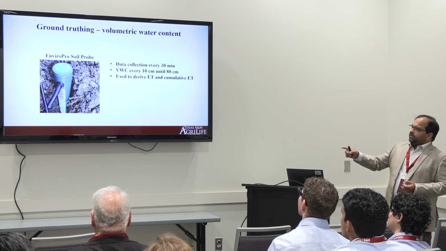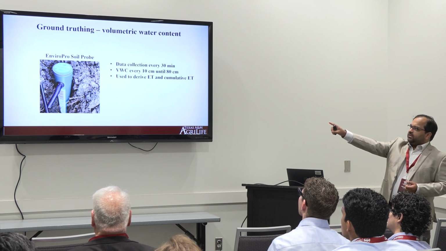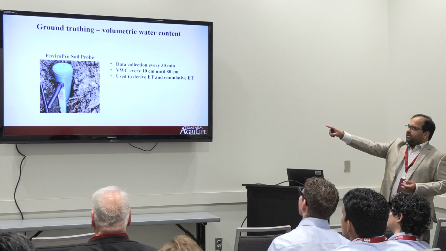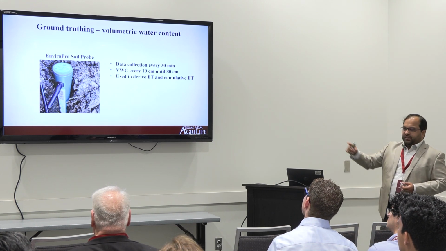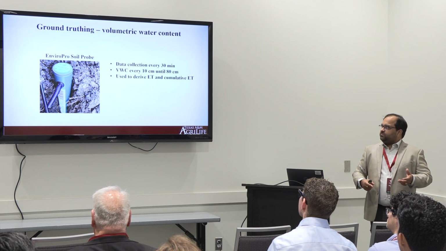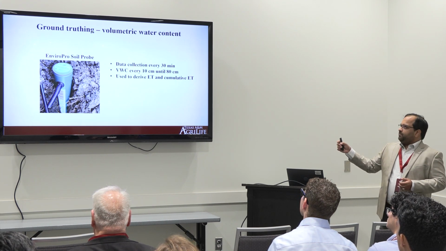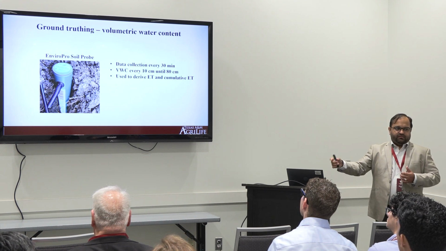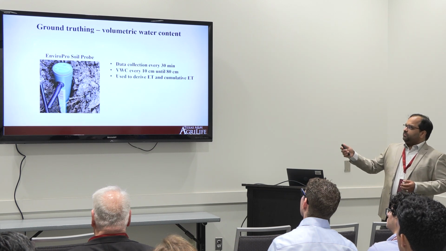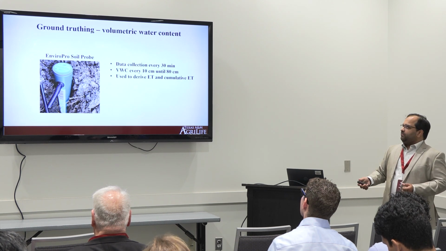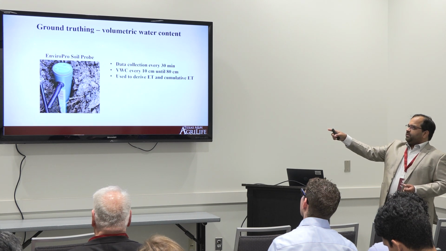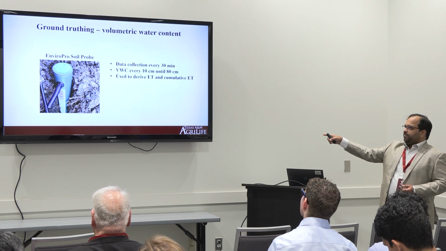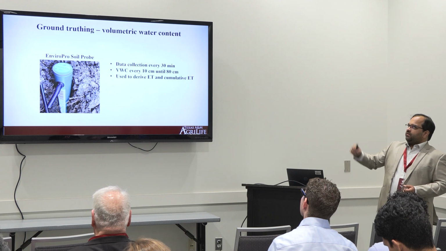For ground truthing, we used this soil sensor. It goes up to 80 centimeters and gives volumetric water content every 10 centimeters, so that's 8 values every 30 minutes throughout, until it's in the ground. So that was the volume of data we had. We used this to derive evapotranspiration and cumulative evapotranspiration, and that was our ground truth data.